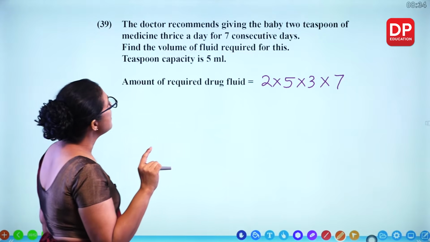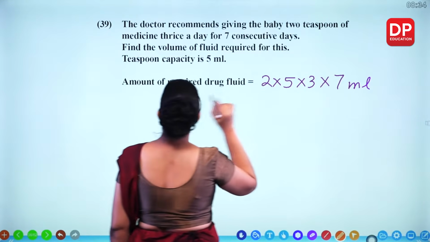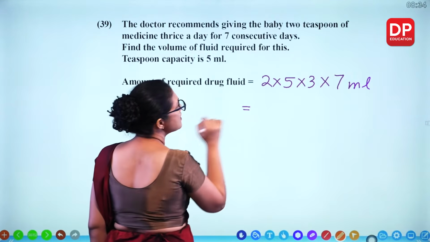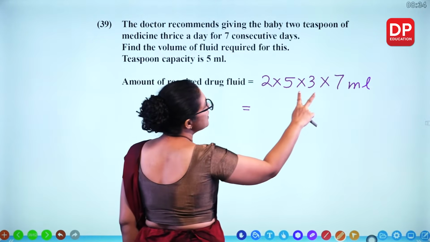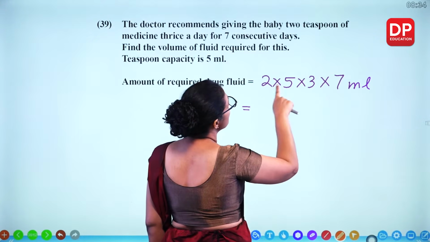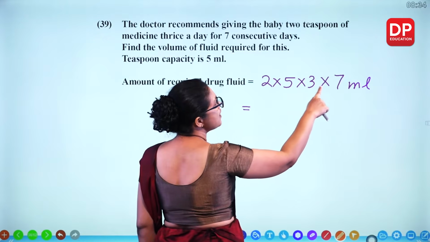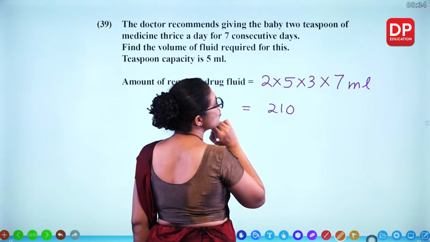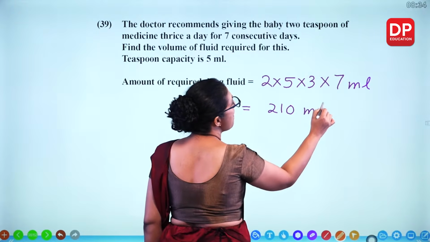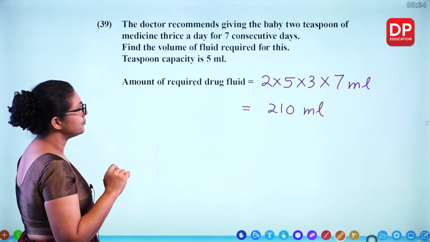So all these in milliliters. So the amount of the drug fluid is this one in milliliters. So we'll find out 5 times 2, 10. 7 times 3, 21. 21 times 10 means 210 milliliters of the drug required.